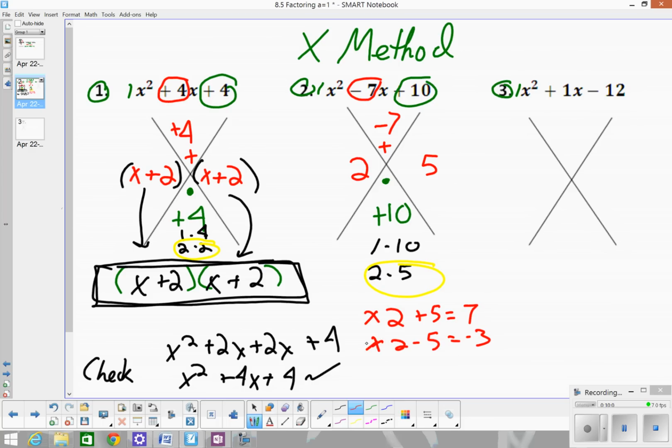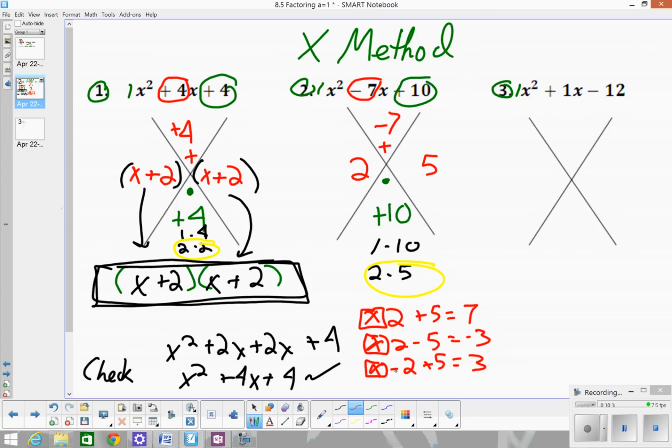That doesn't work. Okay. What about, let's try the 2 negative. Negative 2, let's do plus 5. Does that work? Negative 2 plus 5. No, that's 3. That doesn't work either.